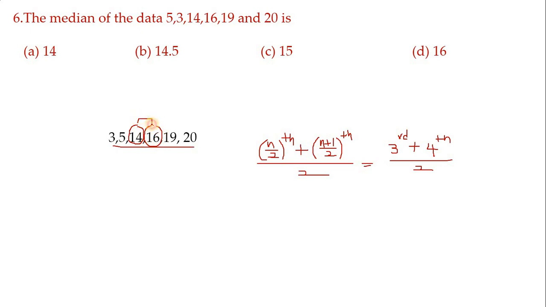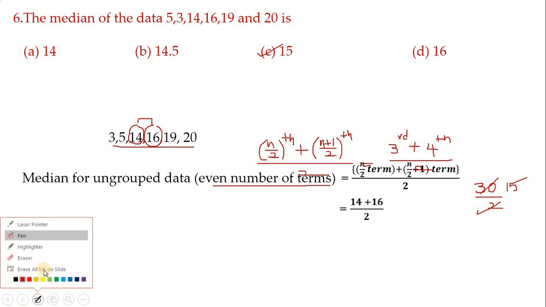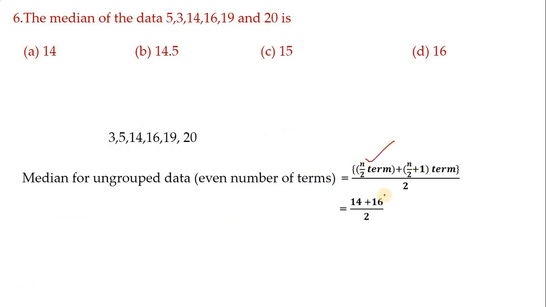Add these, 14 plus 16 is how much, children? We get 30. So 30 divided by 2, how much will we get? We get 15. So here 15 is option C. Median for ungrouped data and even number of terms. And see, I have solved it clearly, children. So the n by 2th term.